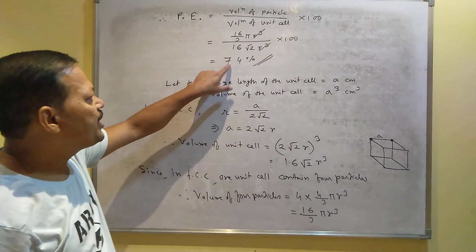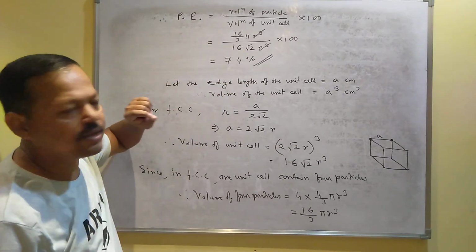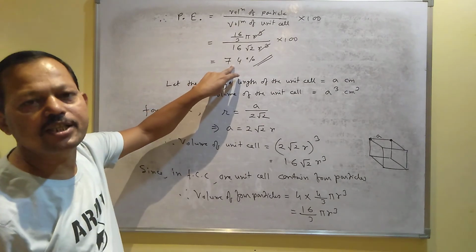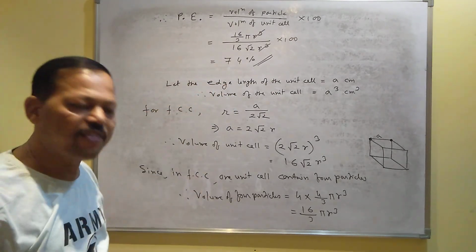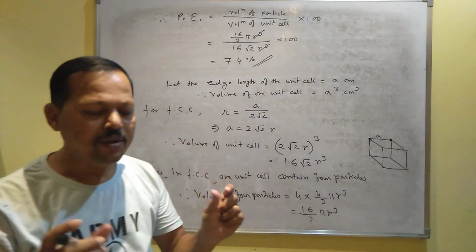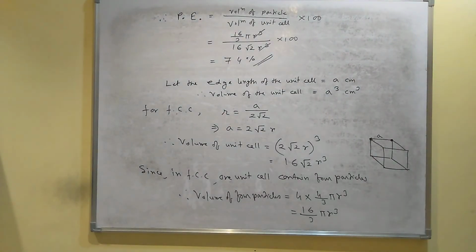I mean 74% of the total space is occupied by the particles, which is called packing efficiency, and the other 26% will remain as vacant space. As you know, particles are spherical. Due to spherical shape, you cannot occupy all the spaces present inside the cube. So that is why some vacant spaces will be there. If it is simple cubic, then 74% of the total space is occupied by the particle and 26% will remain as the vacant space.